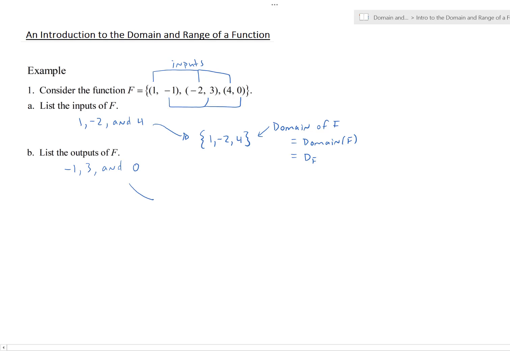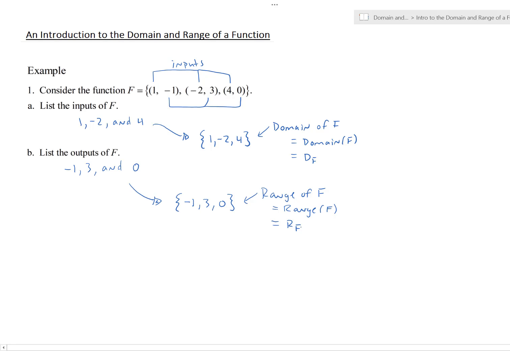Correspondingly, the outputs that we listed, if we wrote them as a set, {-1, 3, 0}, that set is our range of the function big F, or if you prefer, range of F, or R sub F.